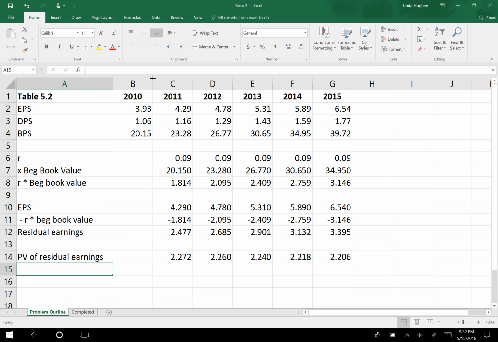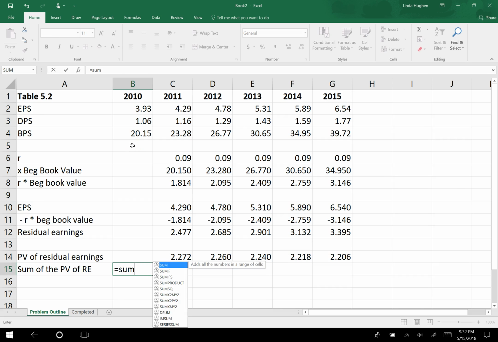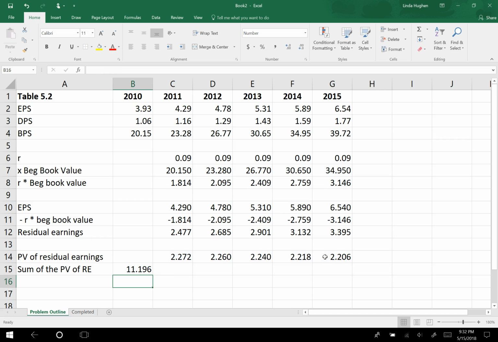Next step is to find the sum of the present value of the residual earnings. So this is in the current year 2010. We're going to add to the book value the sum of our residual earnings in today's dollar terms, or the present value of those future residual earnings. But we're not finished. We're also told in the problem that after 2015, the company has constant growth of 4% in its residual earnings.